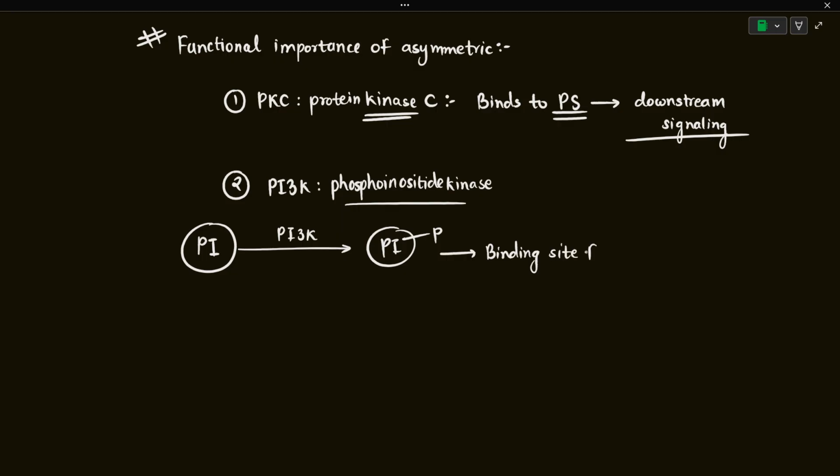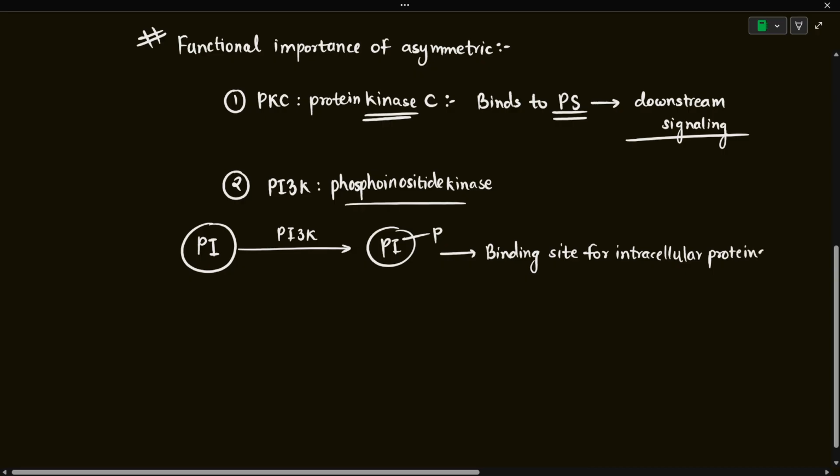for certain intracellular proteins, so that the proteins go bind to this phosphorylated phosphatidylinositol, and now they can do the downstream signaling. Usually, those types of proteins guide membrane transport, the transport of the proteins. Okay, so they are important. For getting them activated, they need to go and bind to the phosphorylated inositol. So this is how the asymmetry also works.